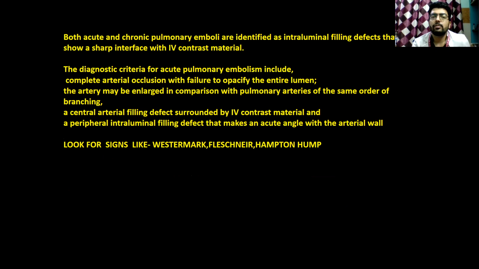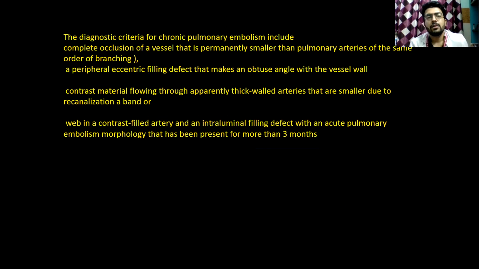Both acute and chronic pulmonary emboli are identified as intraluminal filling defects. Diagnostic criteria for acute pulmonary embolism include complete arterial occlusion with failure to opacify the entire lumen. The artery may be enlarged in comparison with pulmonary arteries of the same order of branching. A central arterial filling defect surrounded by IV contrast material and a peripheral intraluminal filling defect that makes an acute angle with the arterial wall. Look for signs like Westermark, Fleischner's, and Hampton hump.